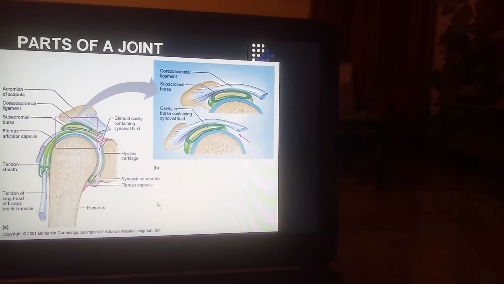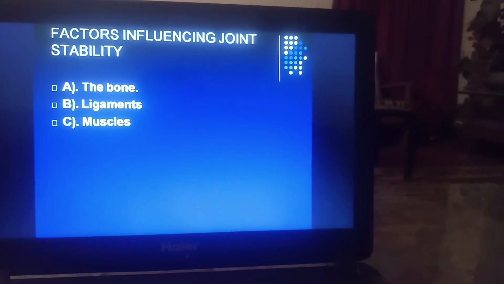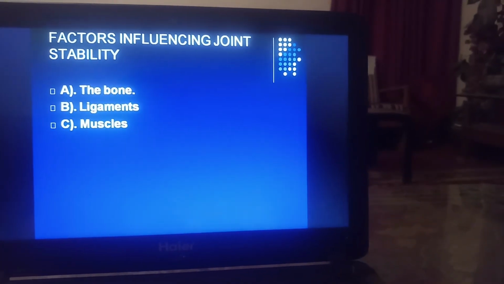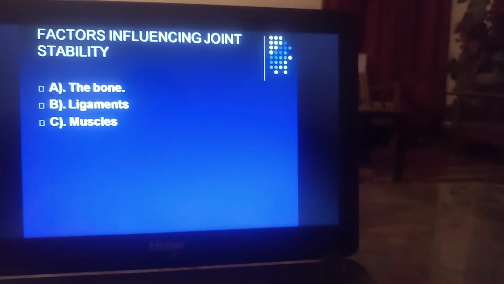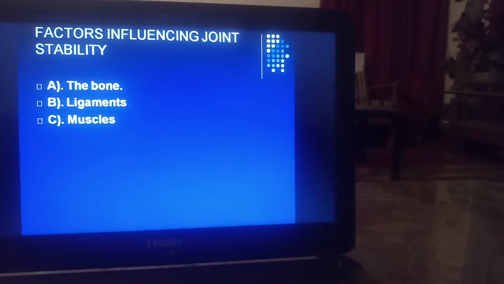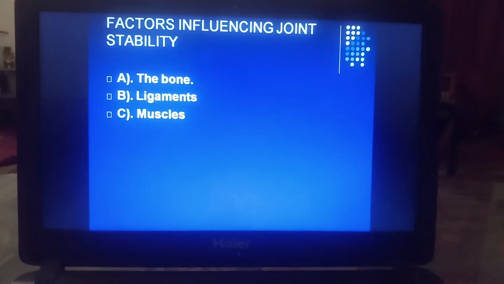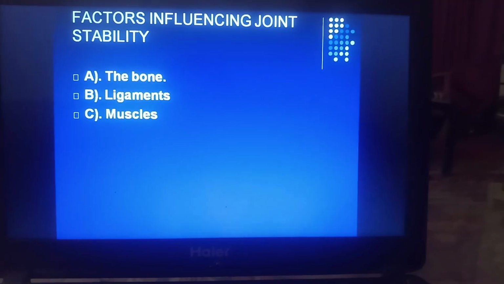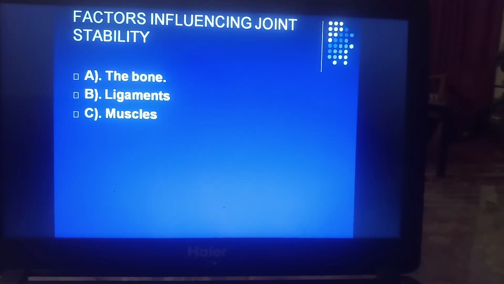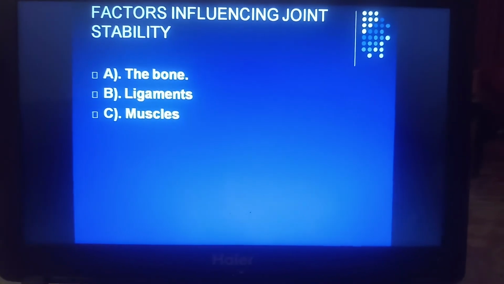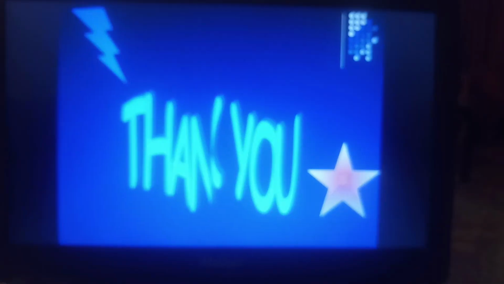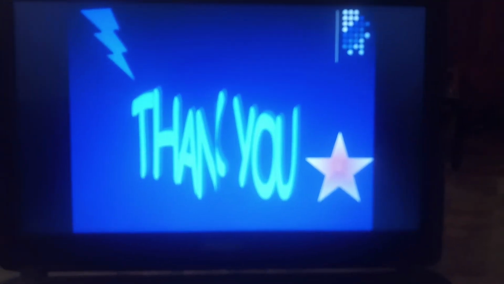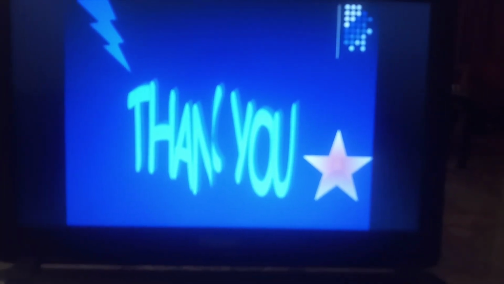What are the factors which influence joint stability? Mainly these are the bones, ligaments and the muscles. These are the main structures which will support joint stability. Otherwise, the joint is unstable. This was all about the joints. I hope you understand. Thank you.